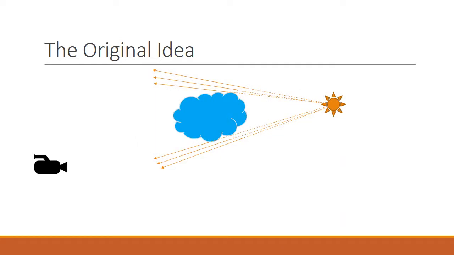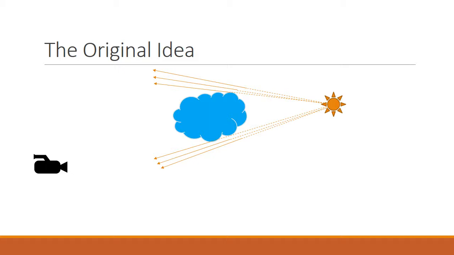The idea is that when light passes through a fluid like air, it reflects off of the particles, and when these reflections are superimposed against the darker object like a cloud or a tree, it looks as though the light is casting rays.